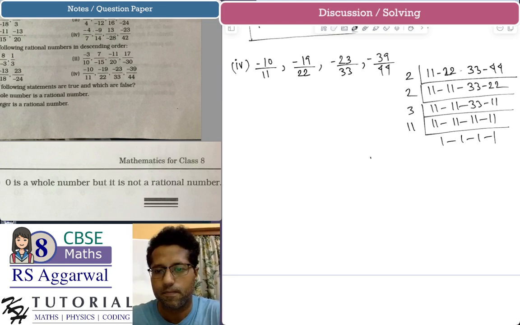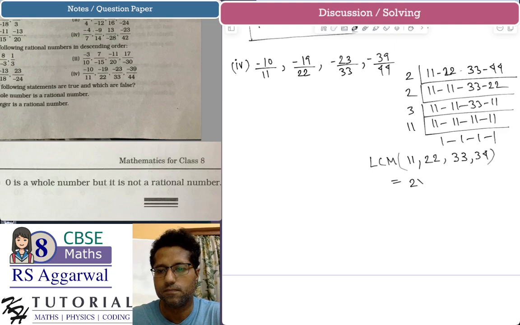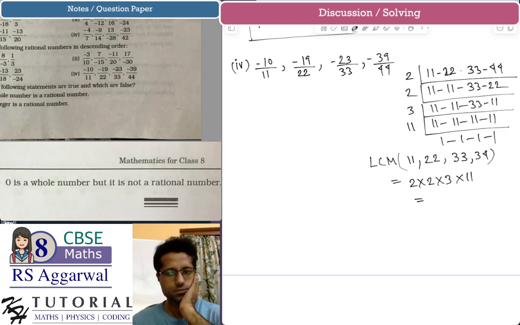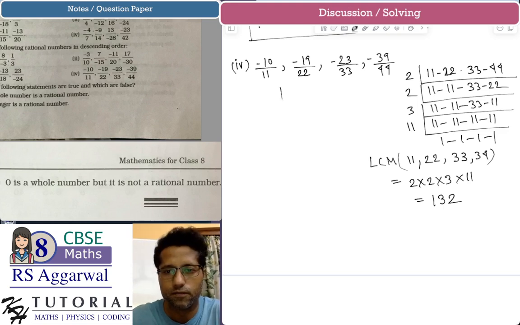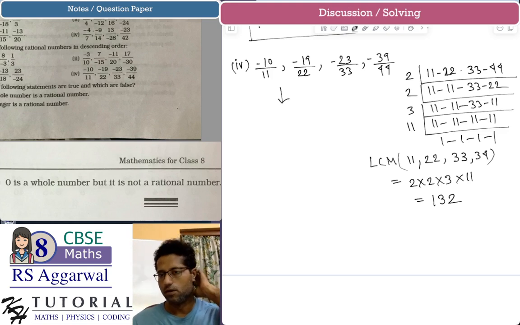So the LCM of 11, 22, 33 and 44 is equal to 2 into 2 into 3 into 11. This is 33 into 4, that is 132. This is the LCM. Okay. Now we have to convert all these rational numbers to their equivalent form, so that all the equivalent rational numbers will have the common denominator as 132.